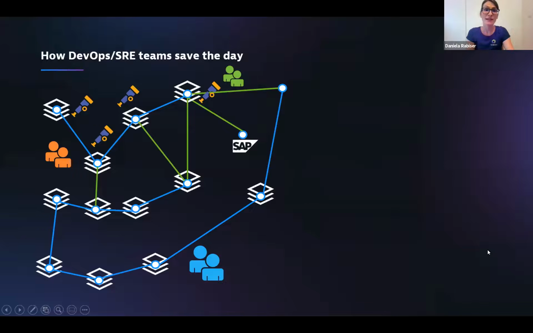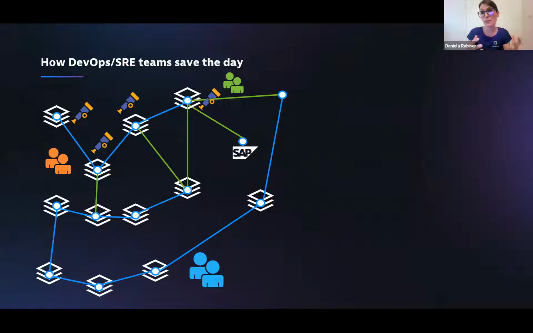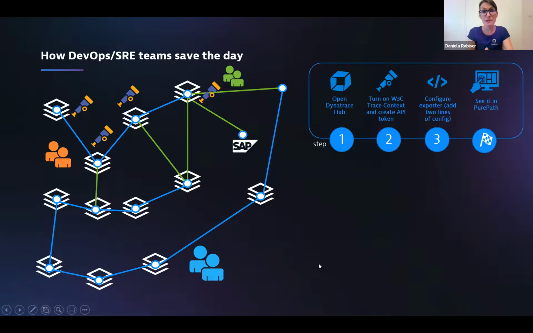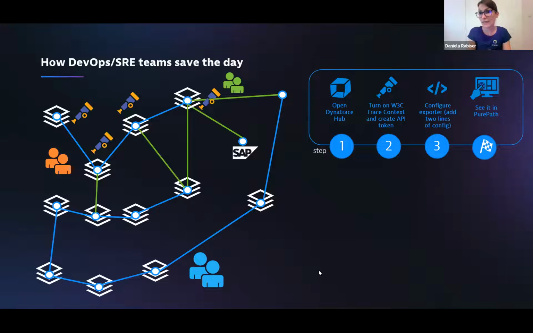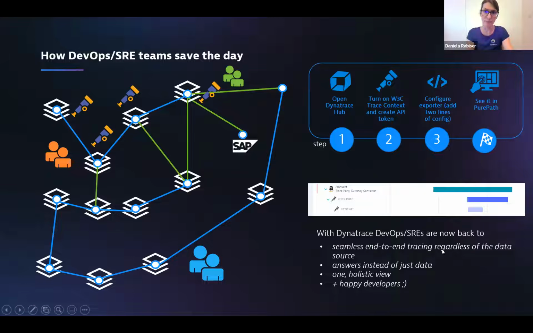And with trace ingest for OpenTelemetry, so with our agentless capability, DevOps and SRE teams are now here to save the day for their teams. It only takes them 3 steps to activate OpenTelemetry trace ingest, and this includes that you point your OpenTelemetry exporters to Dynatrace, and you will then find your OpenTelemetry spans seamlessly integrated into PurePath.